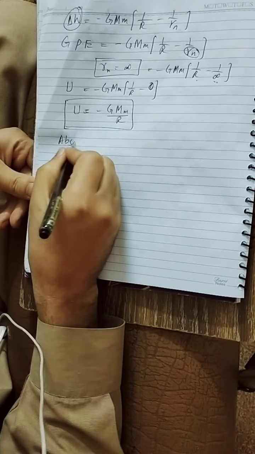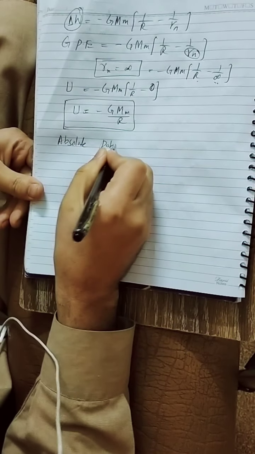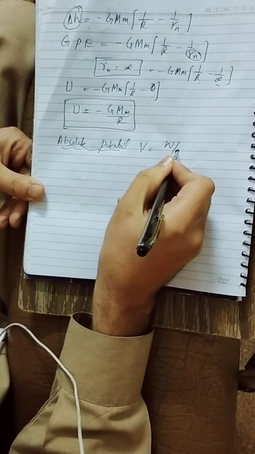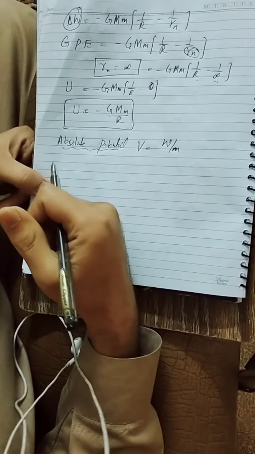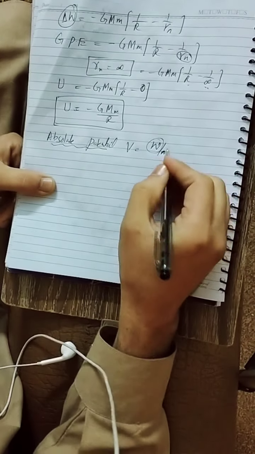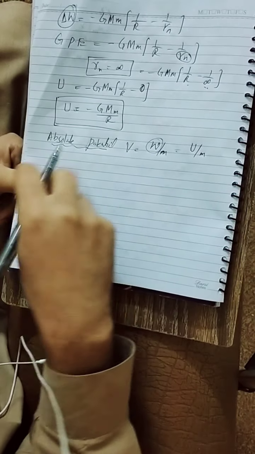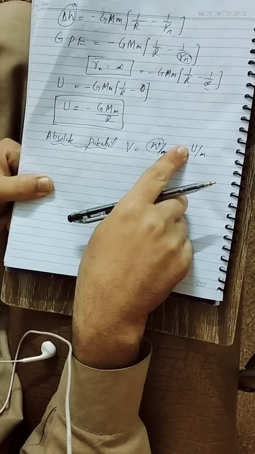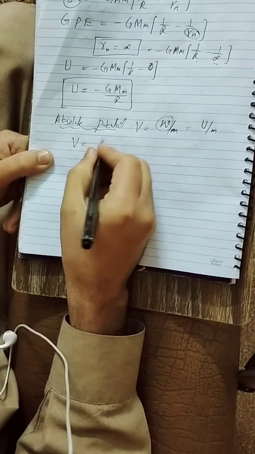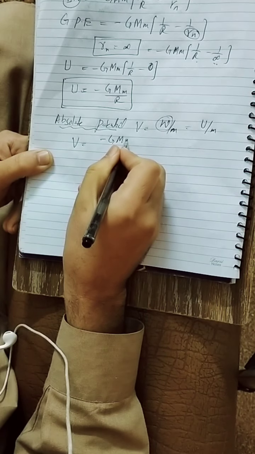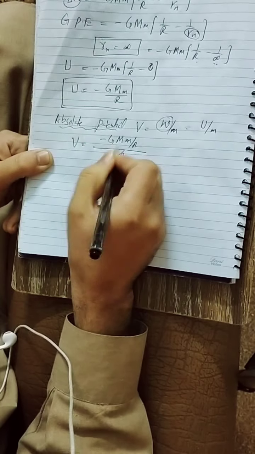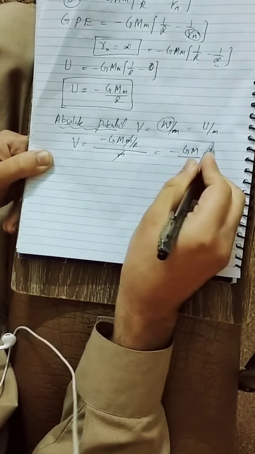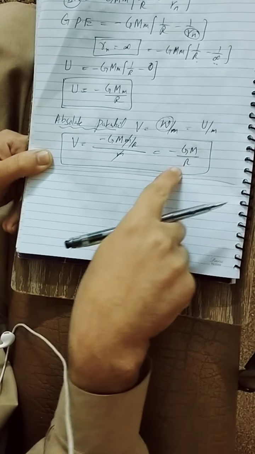Another is absolute potential. What is absolute potential? Absolute potential is the work done on the mass against the total gravity. What is the work done against the total gravitational field? Absolute potential energy. And what is the value of absolute? The value is minus GMM divided by R, divided by m. So m will be cancelled. So this is the equation for absolute potential or gravitational potential.